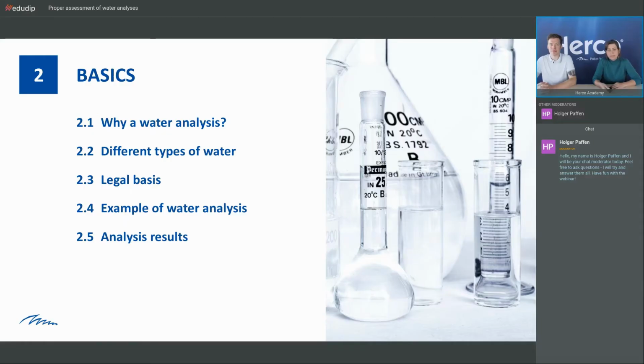Why do we need a water analysis at all? What different types of water do we have? And what legal basis or what frameworks do we have for a water analysis? And then we'll show you one example to show all the information that has to be included in a water analysis, and we'll have a quick look at the analysis results.